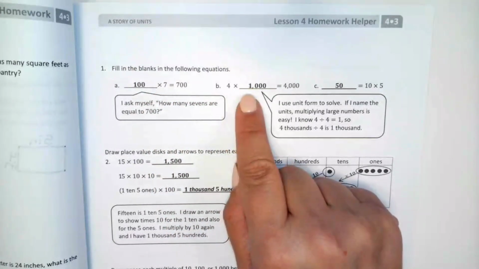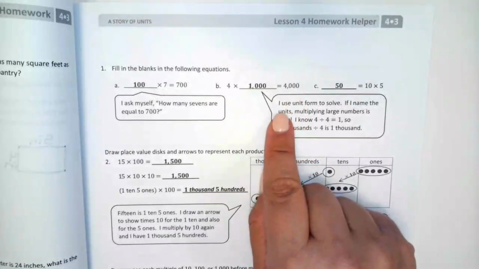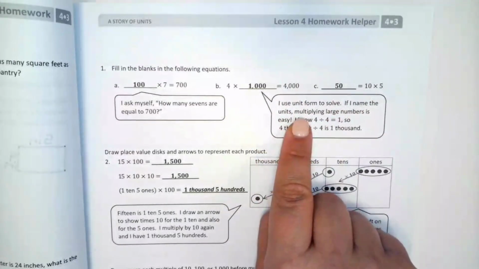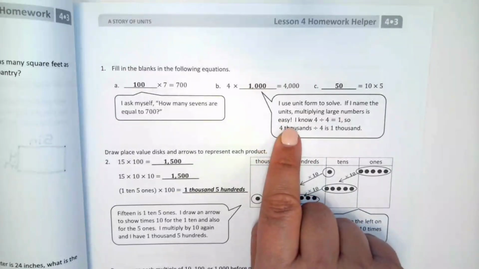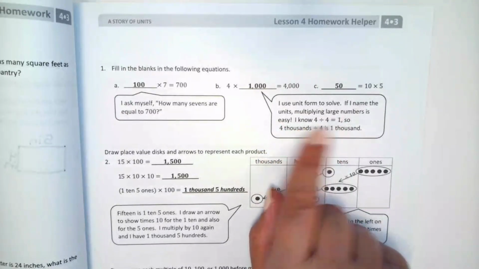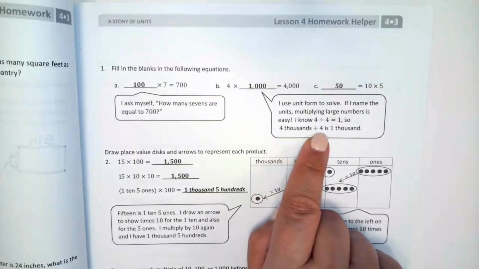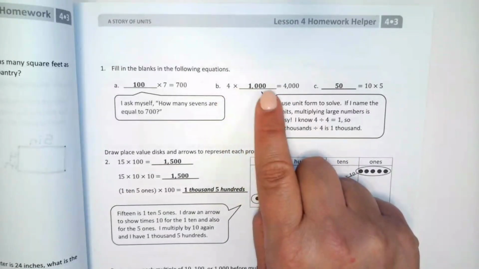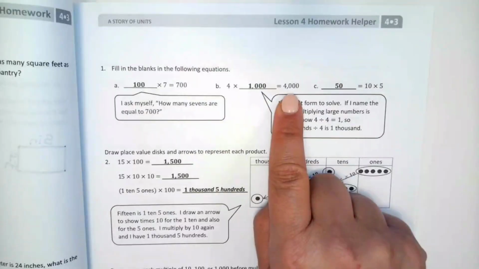Letter B, 4 times blank equals 4,000. I use unit form to solve. If I name the units, multiplying large numbers is easy. I know 4 divided by 4 is 1, so 4,000s divided by 4 is 1,000. 4 times 1,000 equals 4,000.